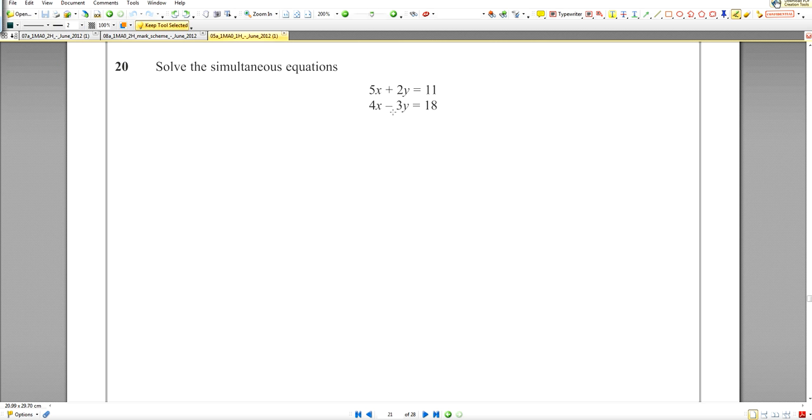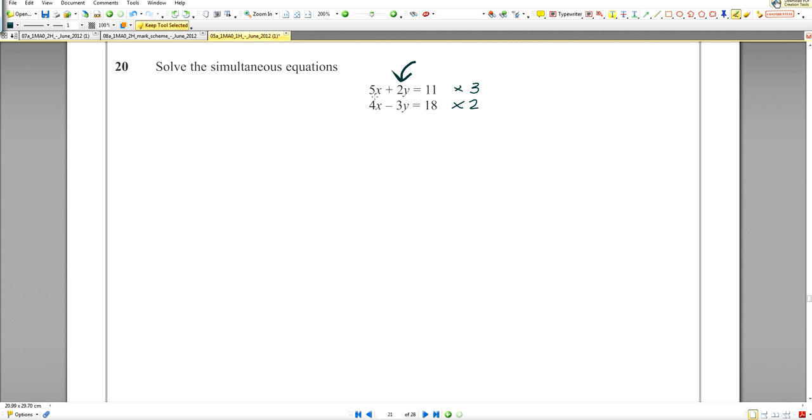Okay, right. Now, the idea behind simultaneous equations is that we eliminate either the x or the y first, and we eliminate them by making the coefficients either equal or opposite. If you look over here, we have plus 2 and minus 3. If I choose to eliminate the y's, I've got to make the plus 2 and minus 3 opposite. How do we do that? We multiply the top number by 3 and the bottom number by 2. That's one way we could do it.